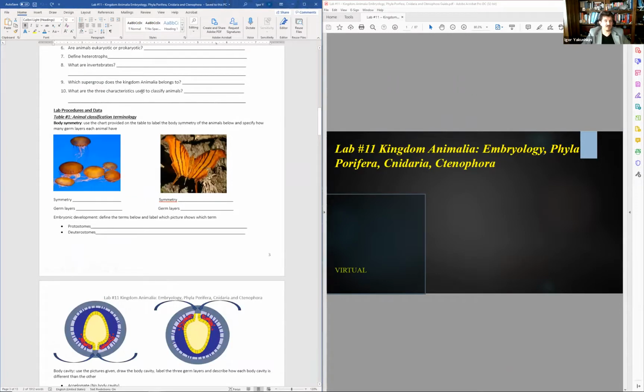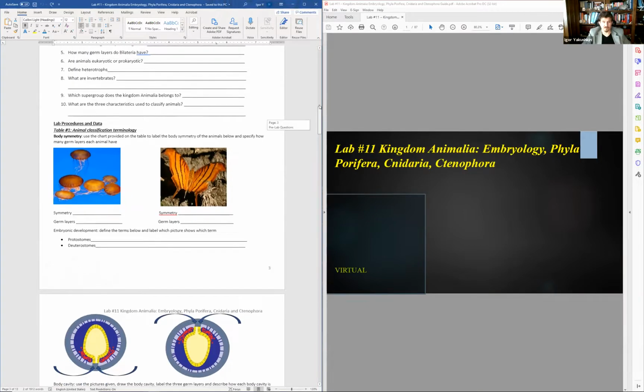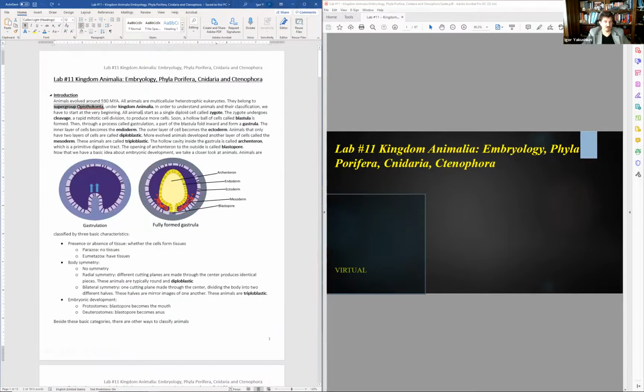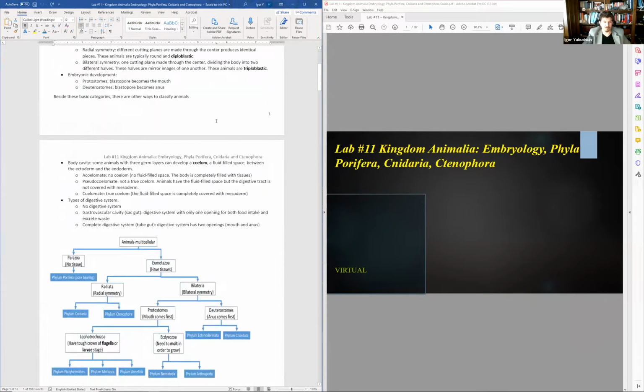What are the three characteristics used to classify animals? Well, eukaryotic, right? Let's see. All animals are multicellular, heterotrophic, eukaryotes. Same as these fungi, if you think about it, most of the fungi are multicellular, they are heterotrophic and eukaryotes. That's one of the reasons why we belong to the same group.